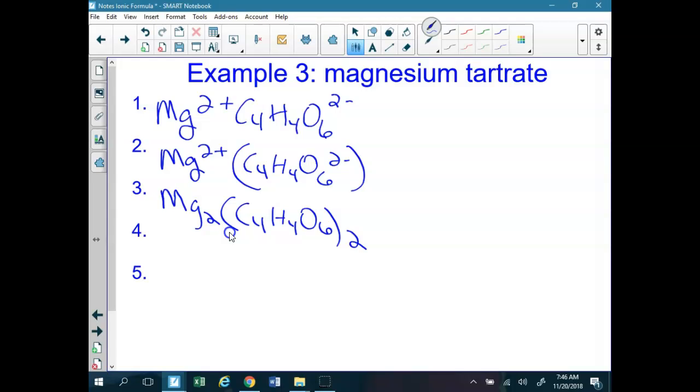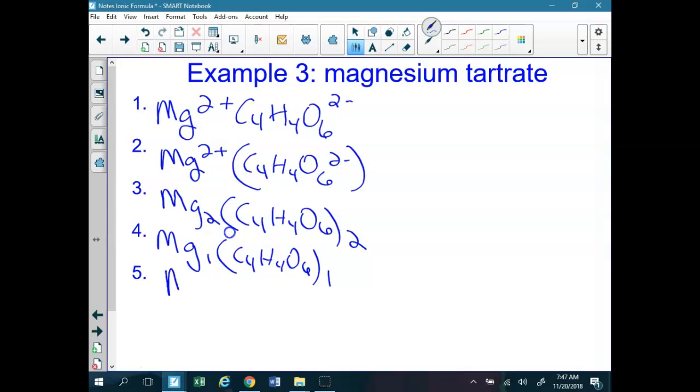Fourth step says reduce. What are we thinking about? Which of those numbers goes into the other? 2 goes into 2 and 2 goes into 2, yes? So this becomes Mg1, C4H4O6 1, okay? I can't do anything with that 6, it's protected with the parentheses. And it has to be there anyway because it started with a 6 there. I can only reduce the numbers I crisscrossed. I crisscrossed 2 and 2. Now we're going to clean up without ones. That's the final step, yes?